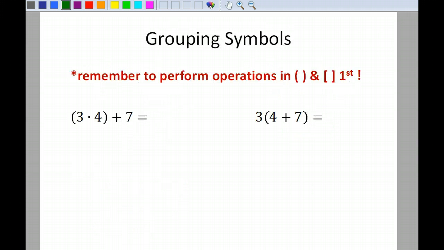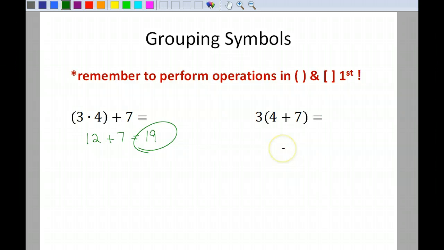Okay, now we're going to take a look at grouping symbols. One thing that's key for you to remember is that if you have parentheses or brackets, you have to take care of those operations inside of there first. So let's take a look at a couple of examples. I have parentheses 3 times 4 plus 7. The first thing I have to take care of is 3 times 4. 3 times 4 gives me 12. Now what's 12 plus 7? 19. And I'm finished.